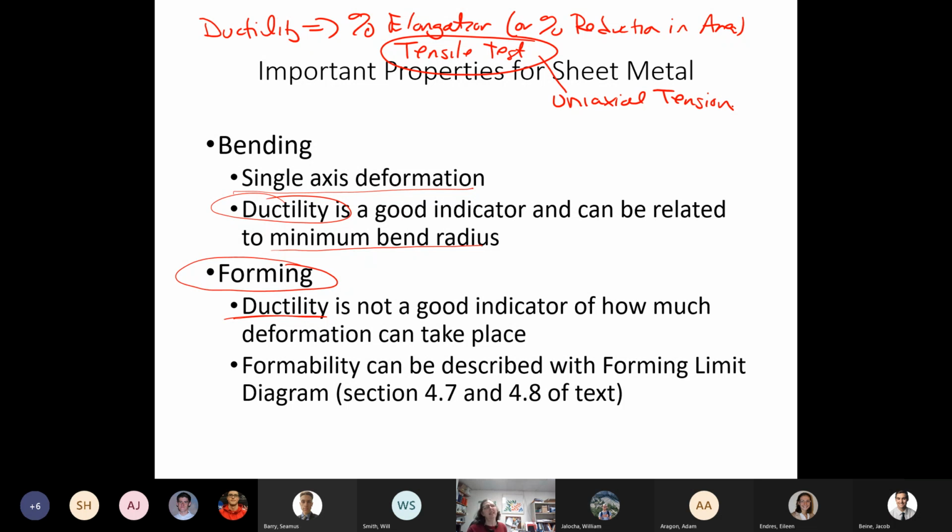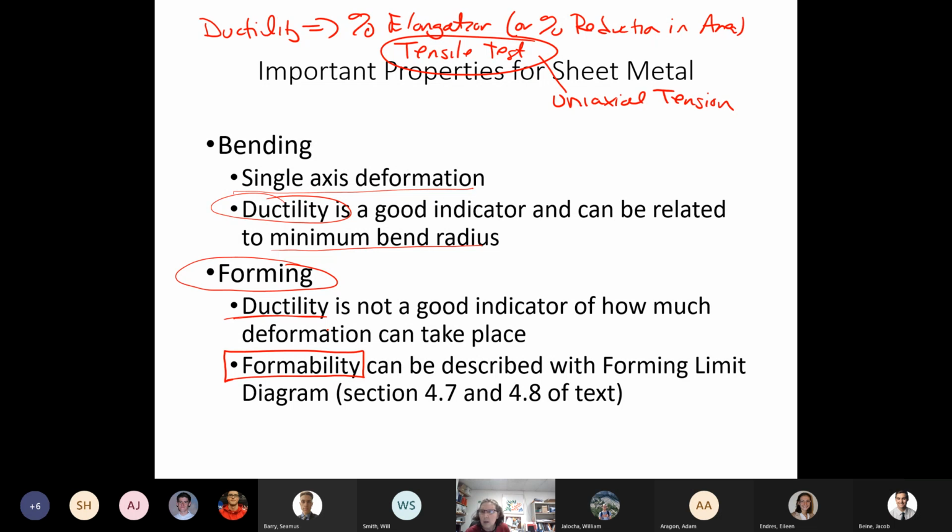Forming, on the other hand, it's not uniaxial. And so ductility really doesn't tell us how much deformation we can do. So there is something called formability. Formability is different, and when we get to forming, we will talk about this sort of new property and be able to describe it.